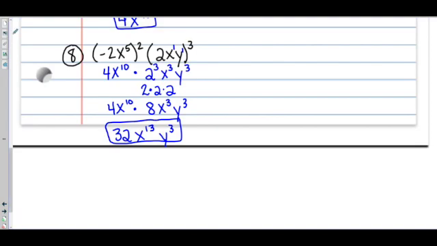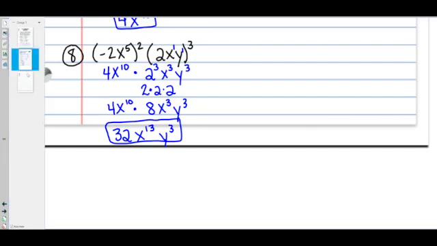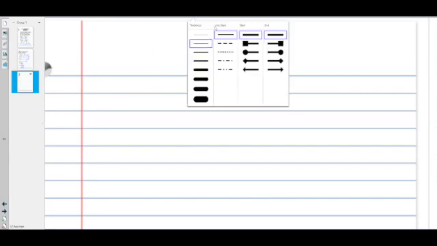Okay, I'm going to move on to the next page. Okay, so this one is number 9. We have 3 to the second power times 3 to the sixth power. Okay, so when you multiply the same base, you add the exponents. So here we have the base is 3, and we're going to add 2 plus 6. So you get 3 to the 8th power.